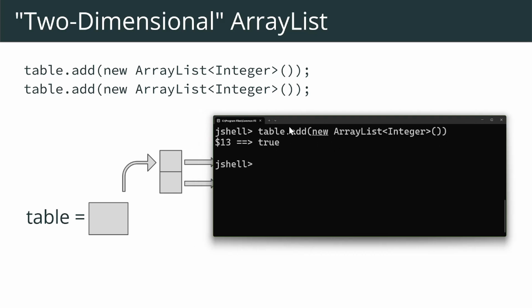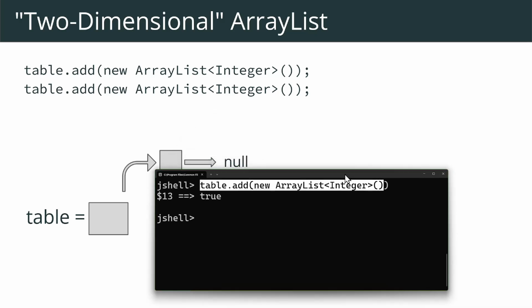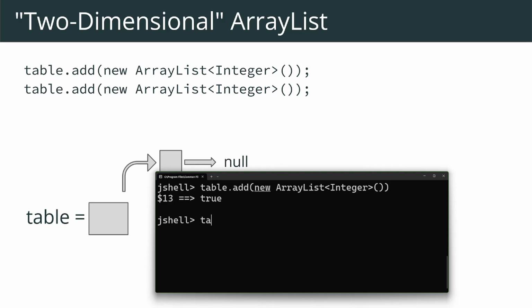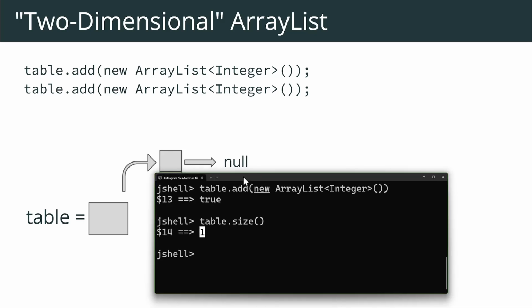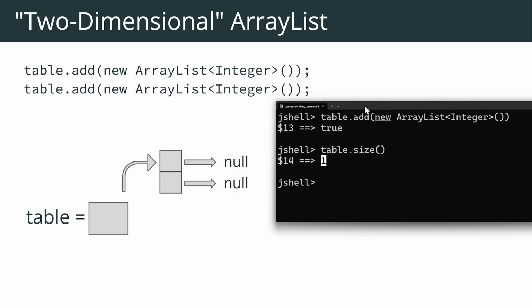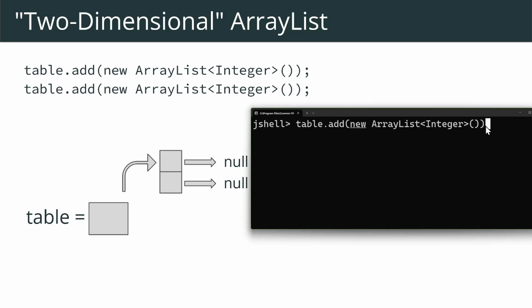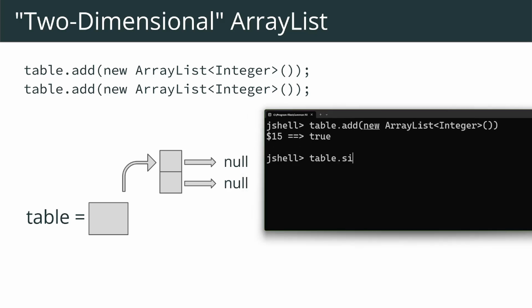Let me press enter here. I successfully added a row, meaning the table is now size 1. You can visualize that by saying table.size, and we get size 1. We can go ahead and add another array. I'm just going to do this again: table.add, and then enter. Now we should see our table size is a little bigger. Our table size is 2 now.